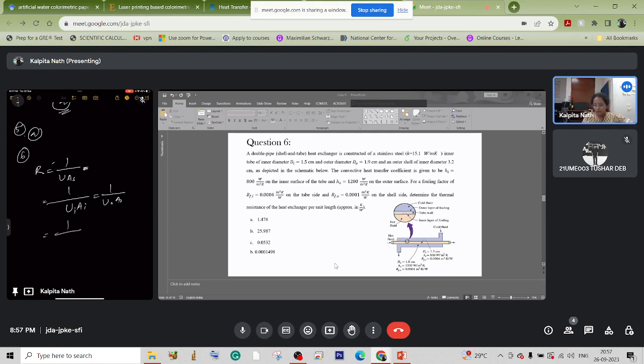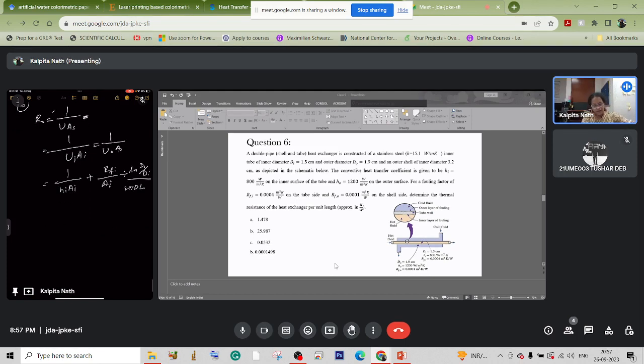This is 1 upon HiAi, plus the fouling resistance on the inner side, that is the tube side, and the area for the tube side, plus ln d naught by di. This is for the conductive part, that is for the material of the tube. So this is the conductive resistance, 2 pi kL. These are the convective resistances, and this is the fouling resistance on the tube side.